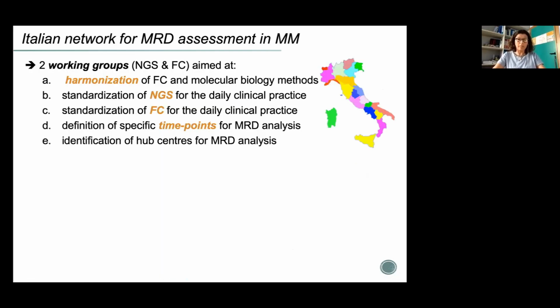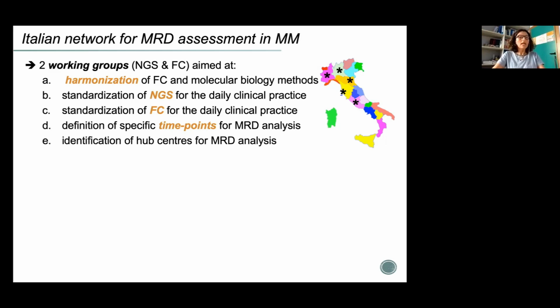Finally, thanks to the experience that we have acquired, together with other Italian groups involved in the same topics, we decided to set up a working group, split in 2 subgroups, one mainly devoted to molecular biology and the second one mainly devoted to flow cytometry, aimed at the standardization of methods for MRD assessment in myeloma in daily clinical practice. 5 Italian groups were included in the molecular biology group, that is Bologna, Milan, Turin, Pisa, and Rome, and 10 Italian groups in the flow cytometry group.